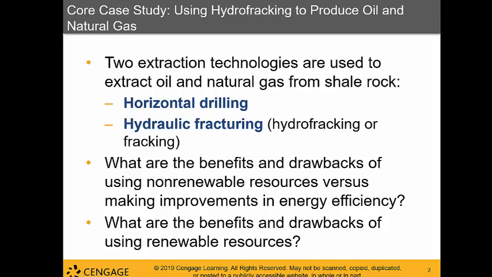So we'll be talking about the benefits and the drawbacks of using each type of energy that we talk about. So we'll be talking in general about non-renewable resources versus renewable resources. And we'll be getting into the differences between some of the specific sources, such as coal and natural gas, and solar, wind, and hydroelectric. Okay, each energy source has benefits and drawbacks.